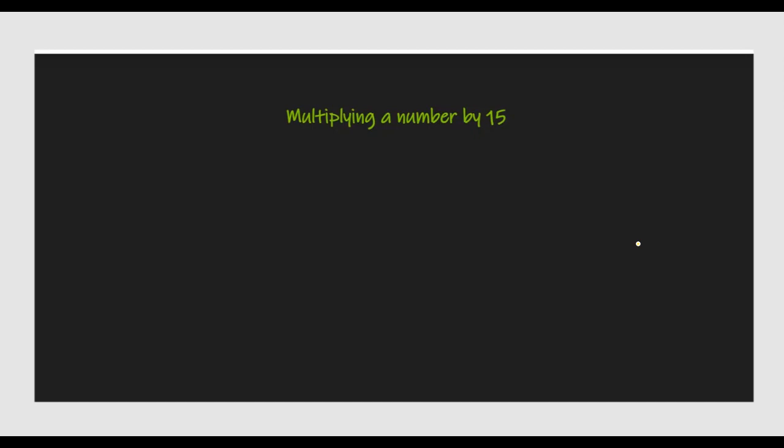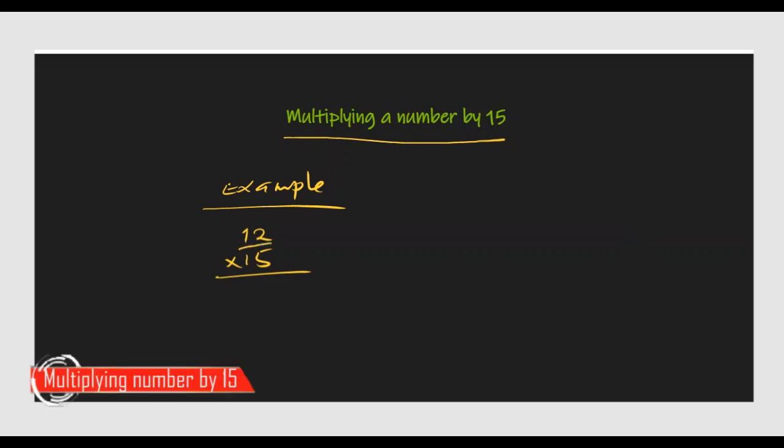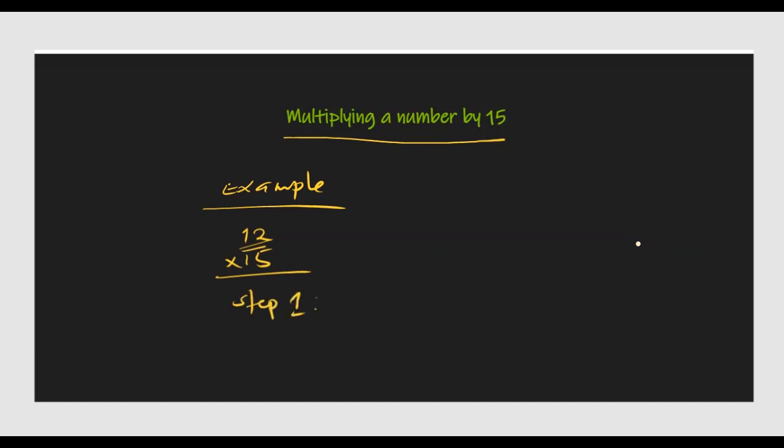Now, if we look at our topic today, which is multiplying a number by 15, I want us to have some examples and see how this can be done easily. Let's have a look at an example. If you have 12 multiplied by 15, you have to start thinking: what is half of 12? Step one normally is this, and it is one approach.